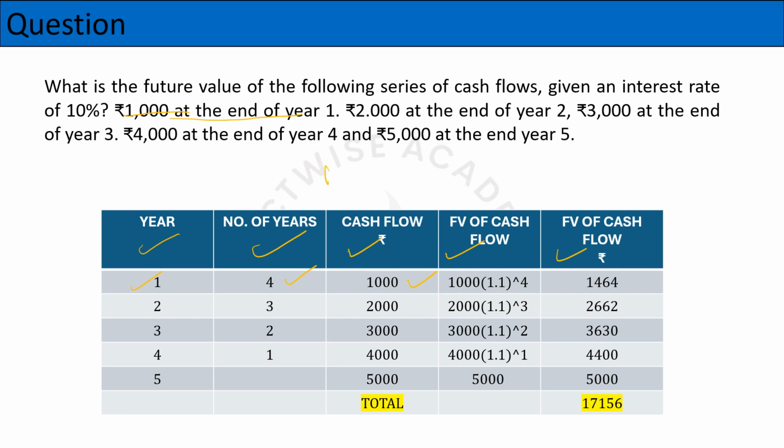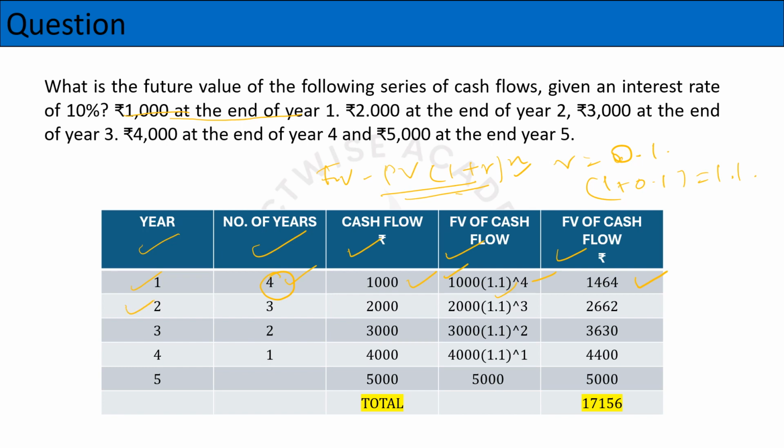What is the formula? FV is equal to PV into 1 plus R the whole power n. That is the formula, right? PV is 1000 rupees. And R is 0.1, so 1 plus R is 1 plus 0.1, which is equal to 1.1. 1.1 to the power of n. What is n here? Here it is 4 years. So when you simplify, the amount is 1464 for 1000 rupees for 4 years at 10% interest.